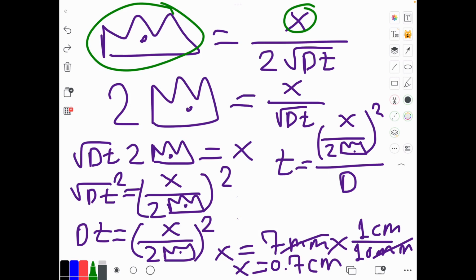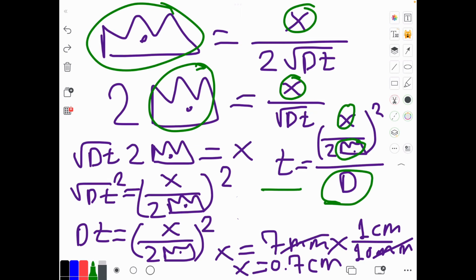So basically you have 2 crowns equals x over the square root of Dt, and then you solve for time, which you get x over 2 crown, squared, all over diffusivity. And now you know x is 0.7 centimeters because we had a millimeter, so we're going to do unit conversion. I'm going to solve for diffusivity, and then when I know what the diffusivity is, because now I know the x and crown, I can solve for time.